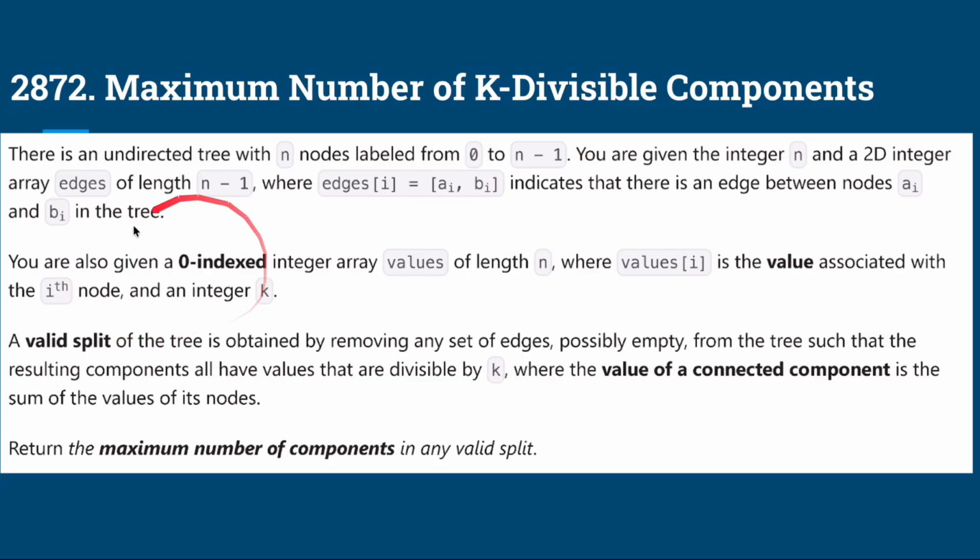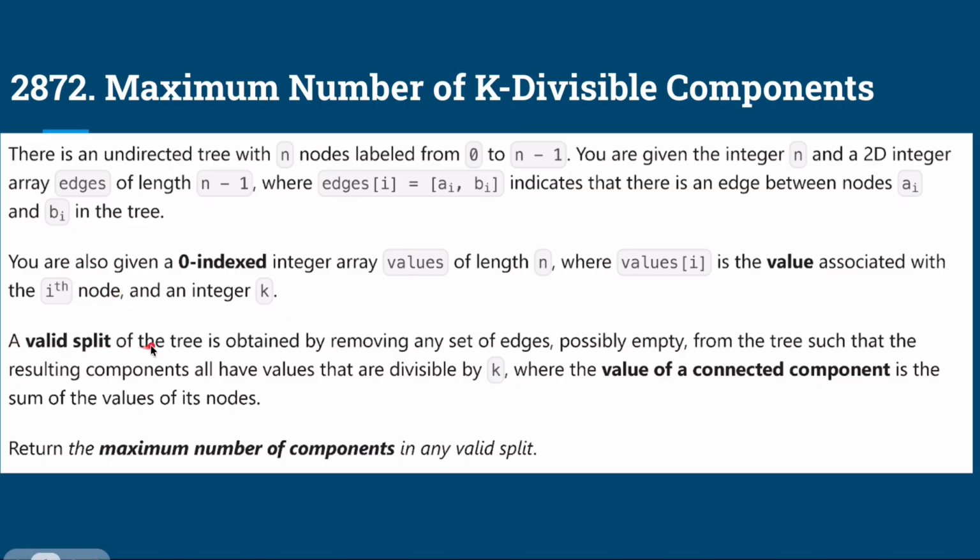Okay, let's try to understand. So the question is saying that there is an undirected tree with n nodes that is labeled from 0 to n minus 1. So you are given an integer n and a 2D integer array called edges of length n minus 1, where edges at i is having two nodes a and b. It indicates there is an edge between nodes a and b in the tree. You are also given a zero-indexed integer array called values of length n, where values at i is the value associated with the ith node, and an integer k.